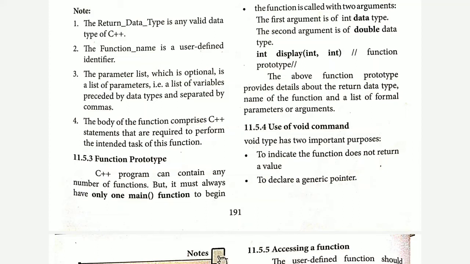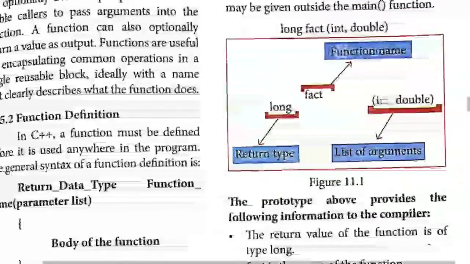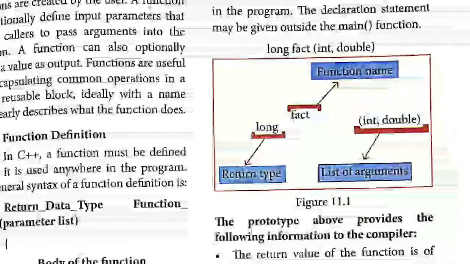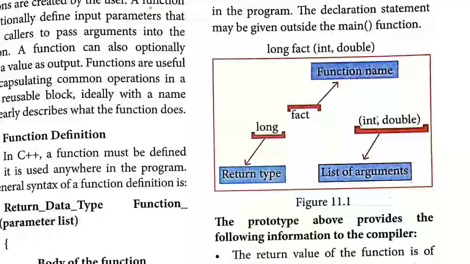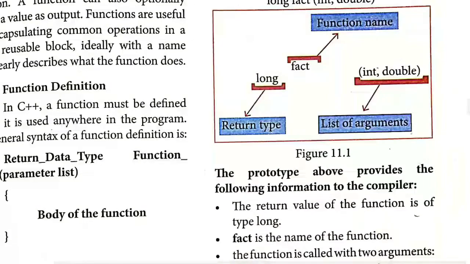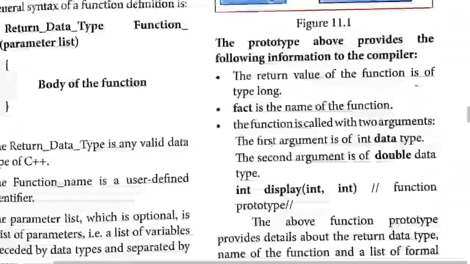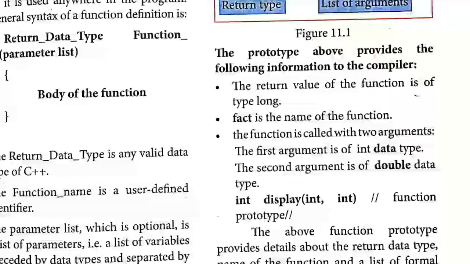Here you can see they have given one example of how to create a function. The return type is long, and fact is the function name, and these are all the parameters or arguments, integer and double. Two values must be given, an integer and a double. So the return type is long, and fact is the name of the function, and it has two arguments. The first one is integer data, and the second one is double data.